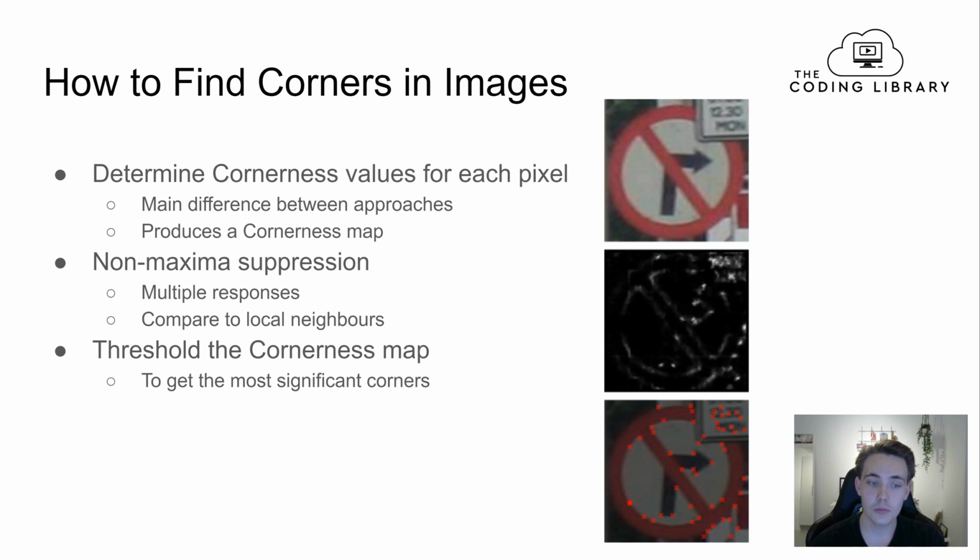So we have multiple responses here in the non-maxima suppression, which is the image over here, when we're doing this non-maxima suppression on our cornerness values. Then we can compare these values over here to the local neighbors, and then we can detect edges in that way.